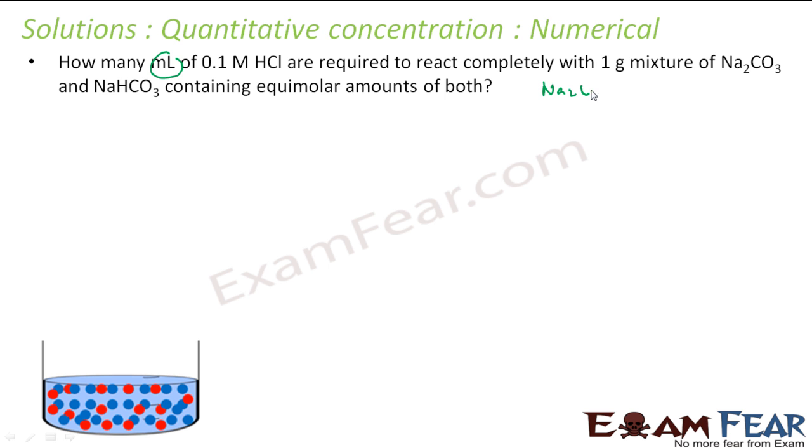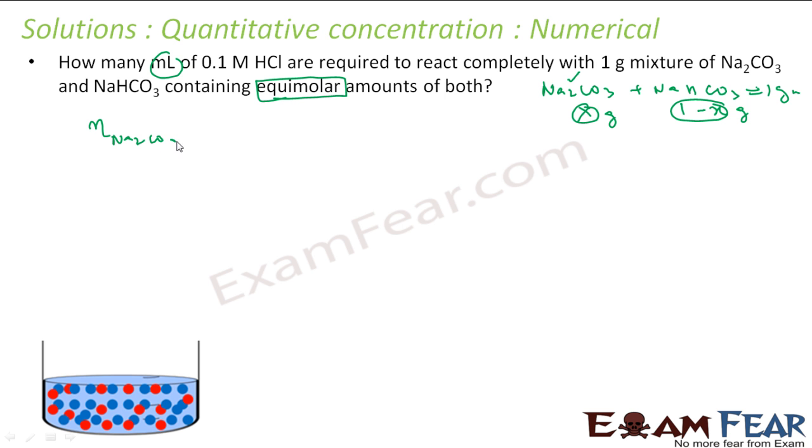For example, it is given that I have Na2CO3 and NaHCO3. Total weight is 1 gram. So this is X, this is 1 minus X gram. But it has not told me what the value of X is, but has given me one more clue, it's equimolar. That means the moles of Na2CO3 is equal to moles of NaHCO3.